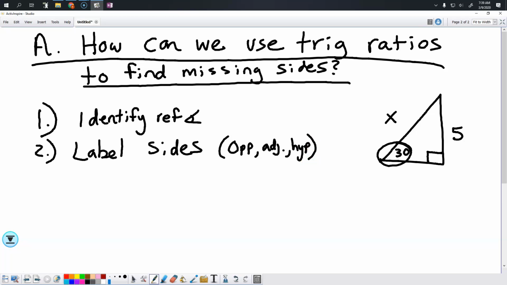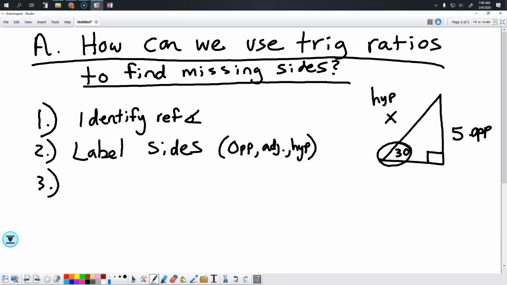Now, to make things a little bit easier for the next step, my advice is to only label the sides that you care about. And we care about two of them, okay? We care about this side because that's the one we're trying to find. So what is that? That's the hypotenuse, right? And we care about this one because that's the one that they gave us. So you're only going to care about two sides at a time, okay? So I'm not going to worry about the adjacent side right now. Just say, okay, hypotenuse and opposite. Those are the only two sides I care about.